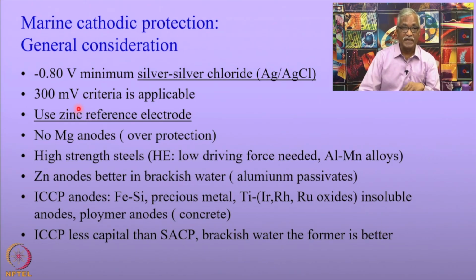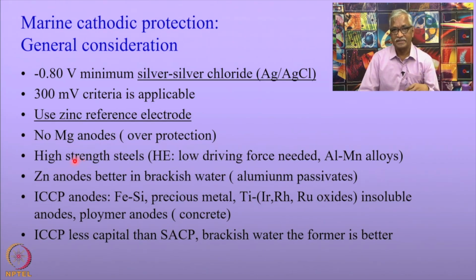You can also use a 300 millivolt criterion because the electrolyte is highly conducting, so the IR drop in the electrolyte is not very high. However, this does not take into consideration the resistance offered within the metallic structures. Use of a zinc reference electrode is very common because zinc is less polarized anodically, and so the potential does not change when it is used as a reference electrode. No magnesium anodes are used because they will overprotect the structures.